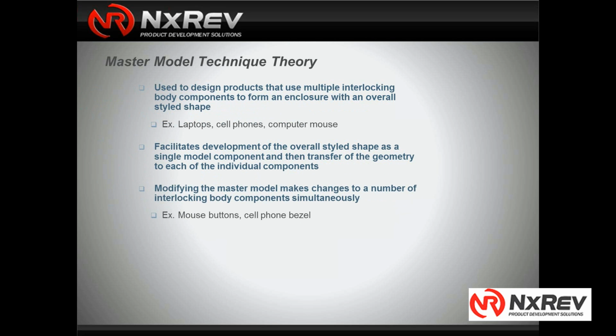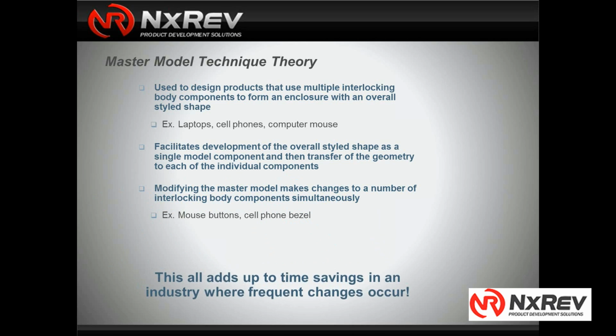And so that's what you're able to do: change a bunch of parts, maybe the curvature of multiple parts simultaneously. So the buttons of the mouse, the bezel of a cell phone, the top and lower halves of the cell phone can all be changed simultaneously. You're ensured of those parts matching up and interfacing with each other appropriately, and you're not having to go to each part and make the changes individually. So in the end, this will save us a bunch of time and a lot of heartache.